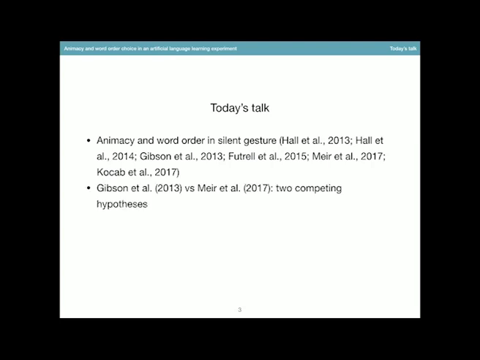In today's talk, I'm going to focus on two studies in particular, Gibson and Meyer, and I'm going to talk about two competing hypotheses that have been proposed to account for the different results that have come out of this work. I'll then go on to talk about an artificial language learning study where we tested these two hypotheses.